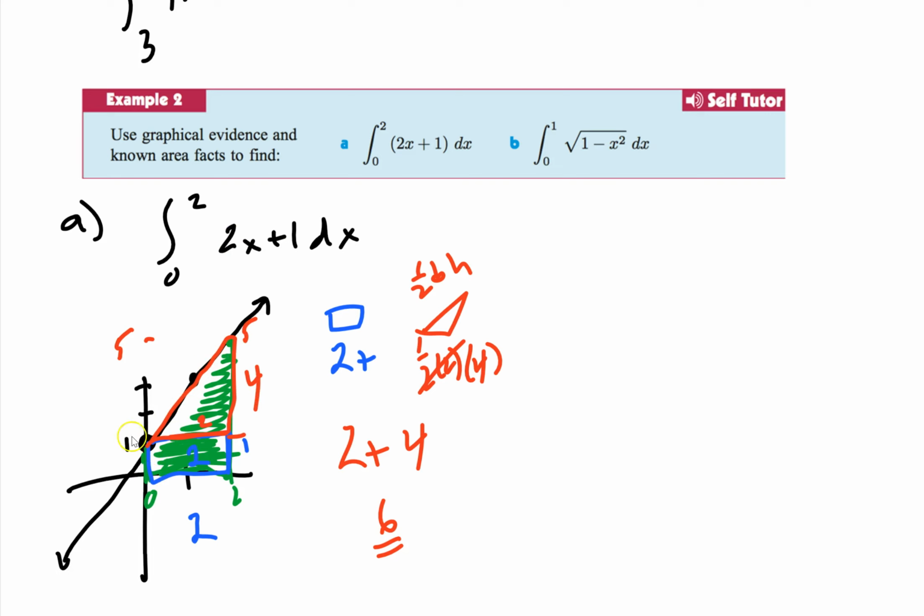In this case, I had to break it up and make it a rectangle and a triangle, and then just find the area of each one. Again, if you know the area of a trapezoid, you can also do that. So how about the next one? Next one's a little funky.